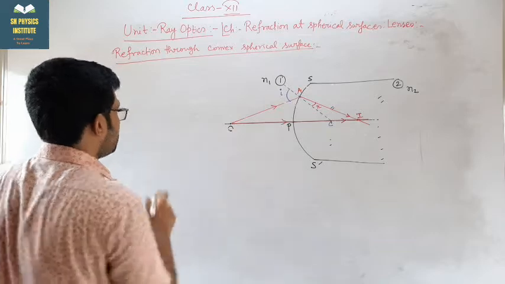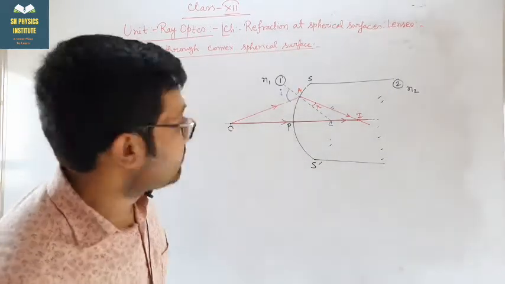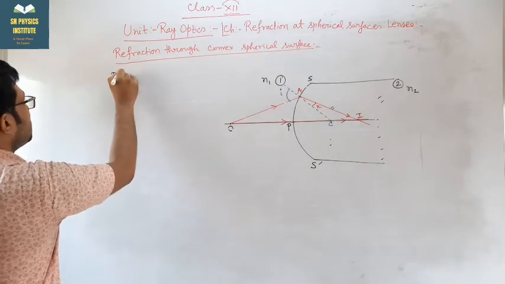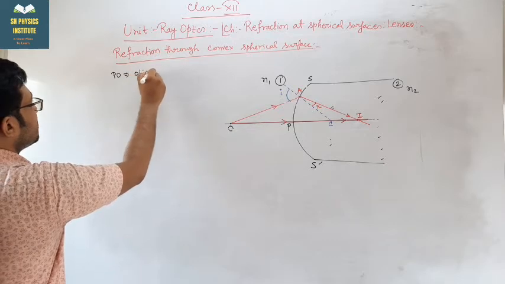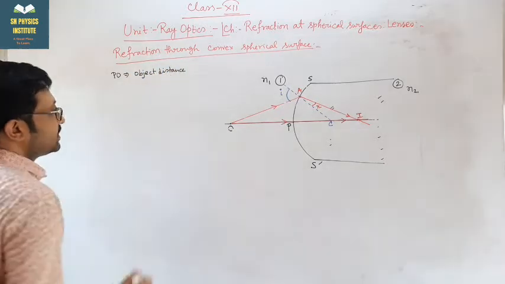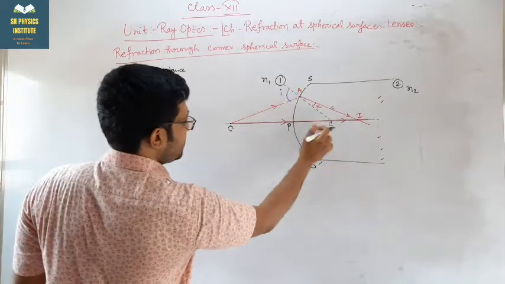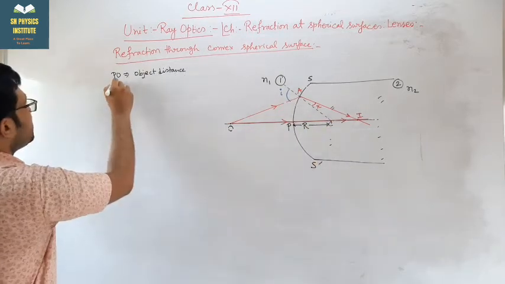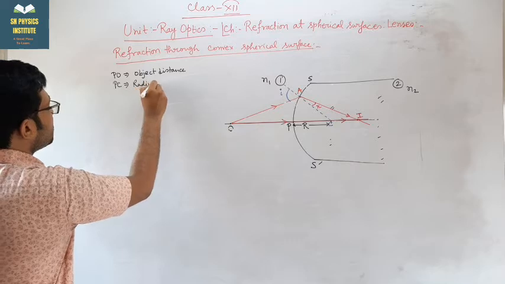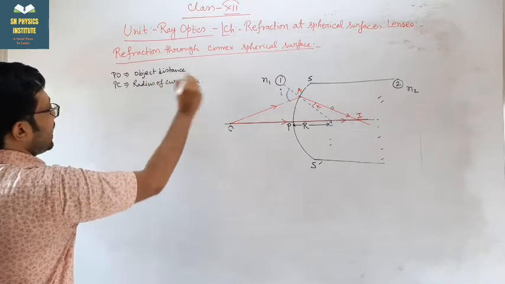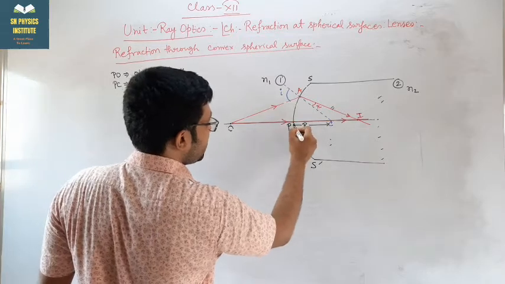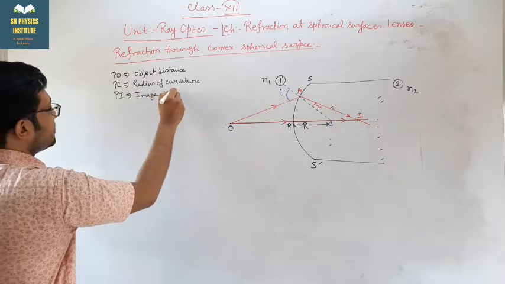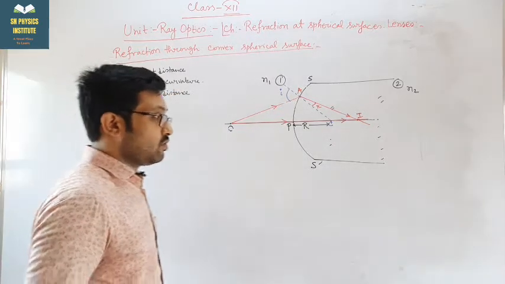Here are some points we have to write. If I consider P as the pole, then PO is your object distance. PC is the radius of the spherical surface, so I am writing R. PC is your radius of curvature. And the image distance is from P to I, this is known as the image distance.